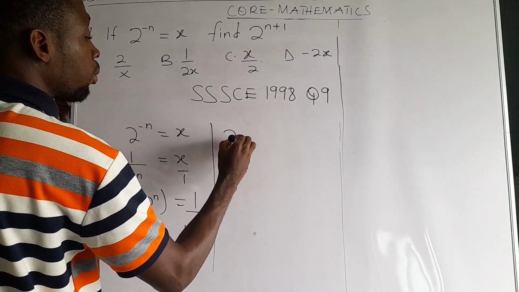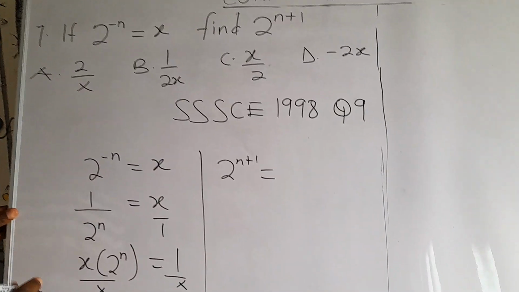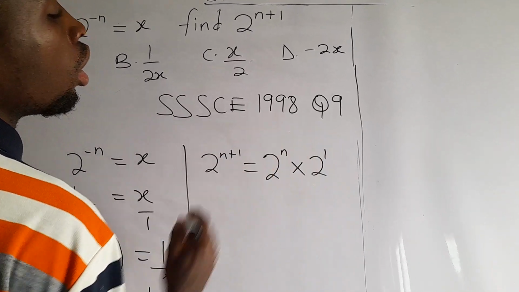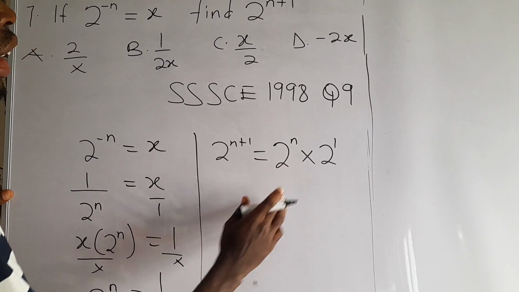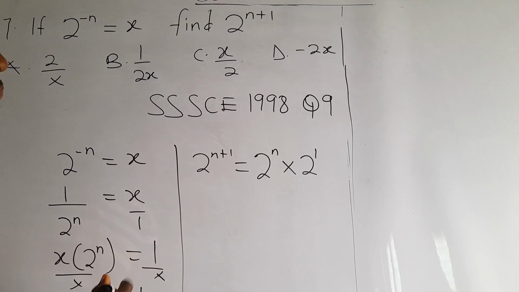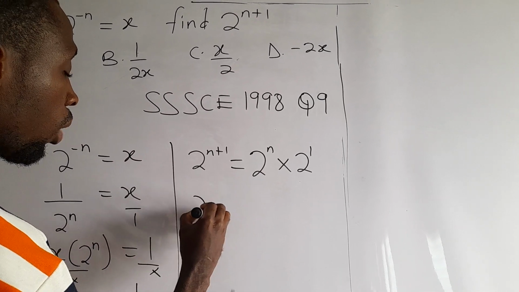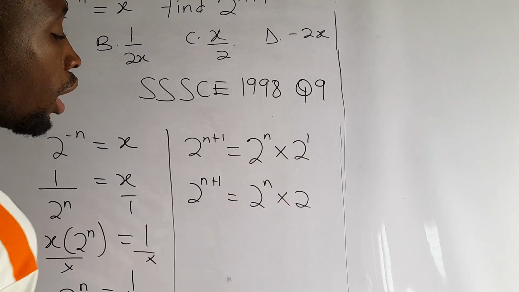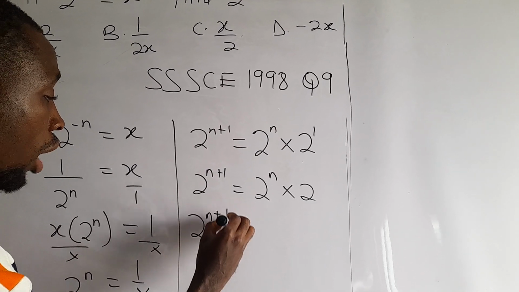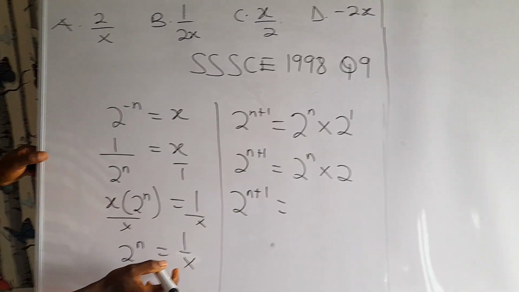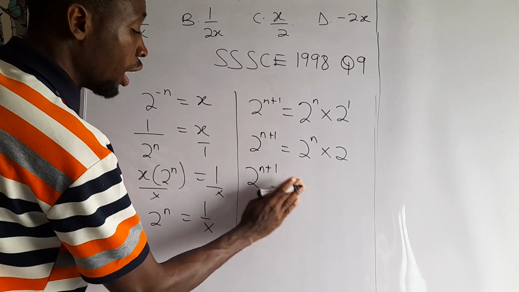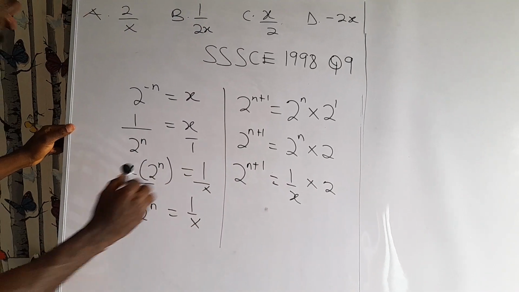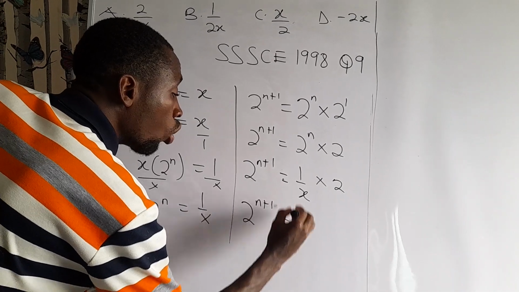Let's take this. 2 exponent n plus 1 will be equal to what? It will be equal to 2 exponent n times 2 exponent 1. Remember, we said that when two indices are multiplying and the bases are the same, we are free to add the exponent by repeating one of the bases. So 2 exponent n plus 1 will be equal to 2 exponent n times 2. 2 exponent 1 is 2. See, 2 exponent n is 1 over x. So let's substitute. So this will be 1 over x, then times 2.